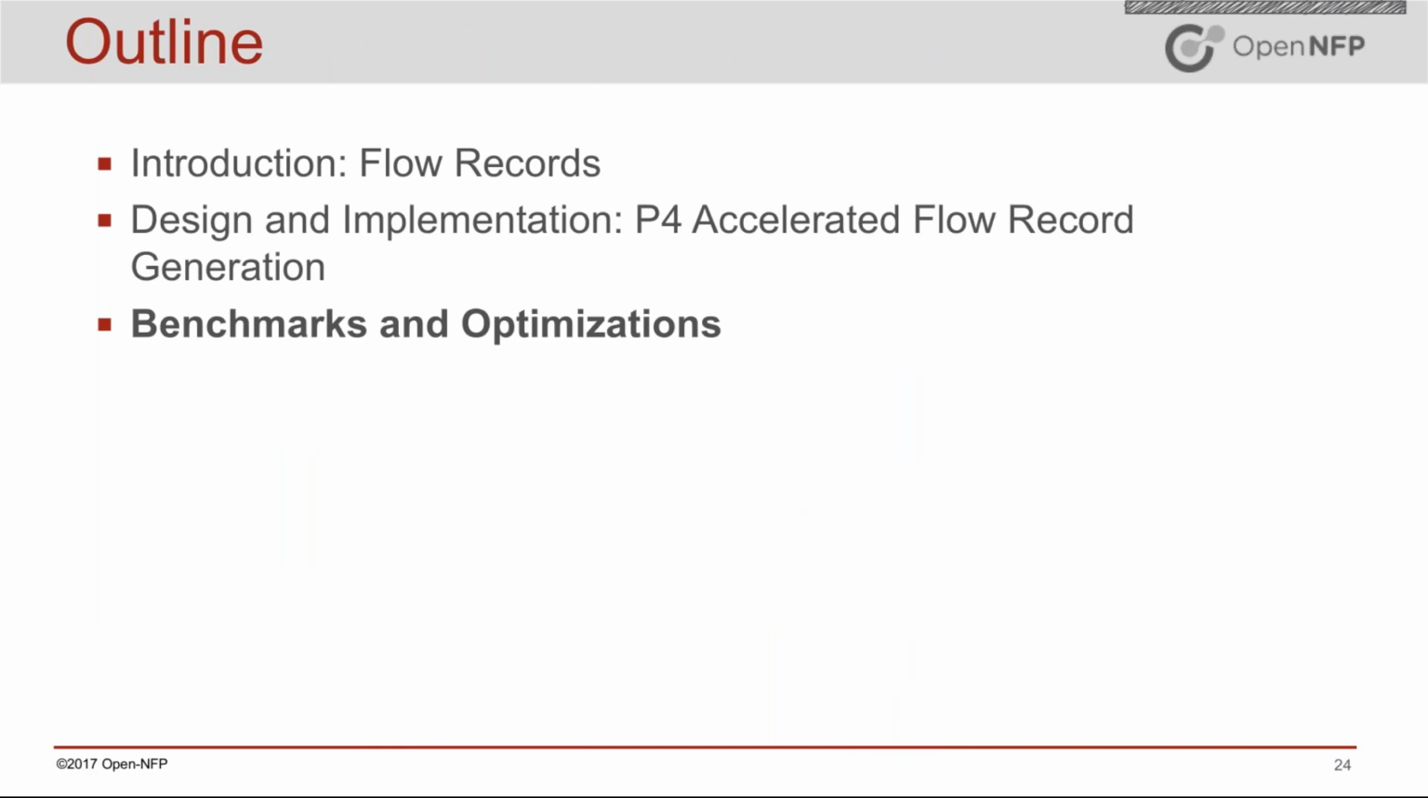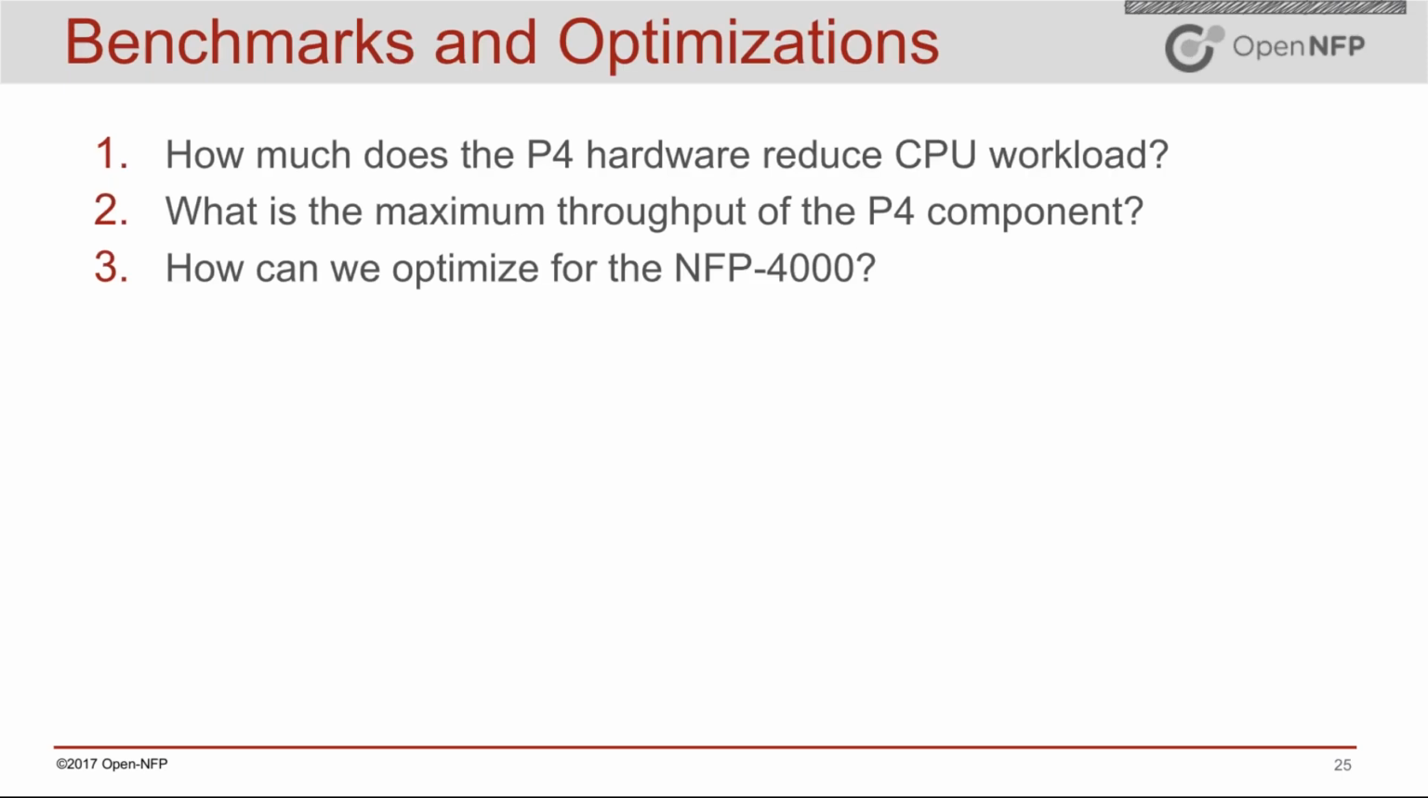So now, finally, let's talk about some benchmarks and optimizations that we did to actually get the P4 component working, specifically on this NFP 4000 platform. So we're going to look at three main questions. The first, how much does the P4 hardware actually reduce the CPU workload? Second, what's the actual maximum throughput of the P4 component? And third, finally, what optimization techniques did we use to achieve a good throughput in the P4 hardware?